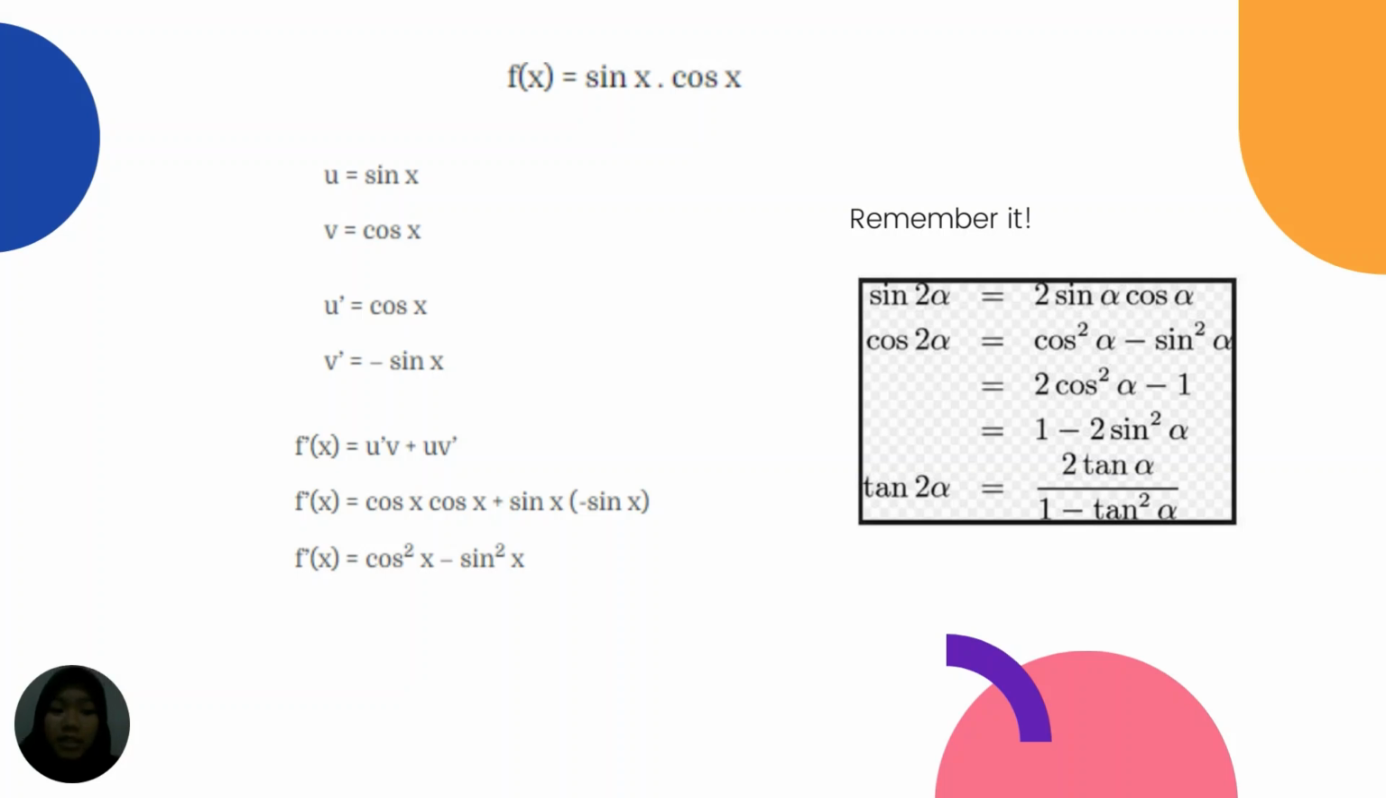Okay, remember the identity of trigonometry. There is cos 2 alpha is cos squared alpha minus sin squared alpha. Okay, from that we can conclude the result of f prime x. There are cos squared x minus sin squared x. The final result is cos 2x. Okay, that is the last question.